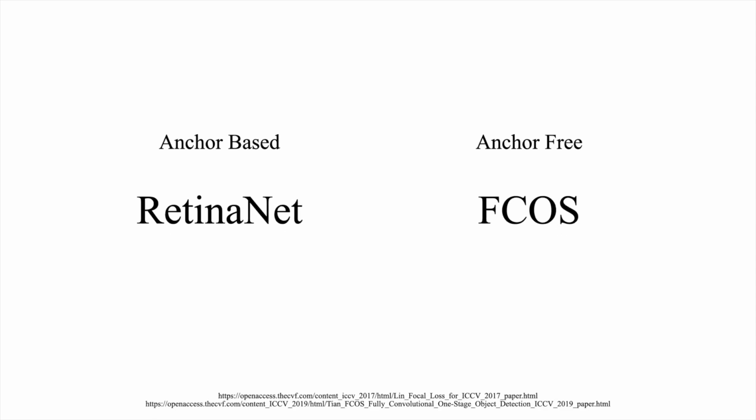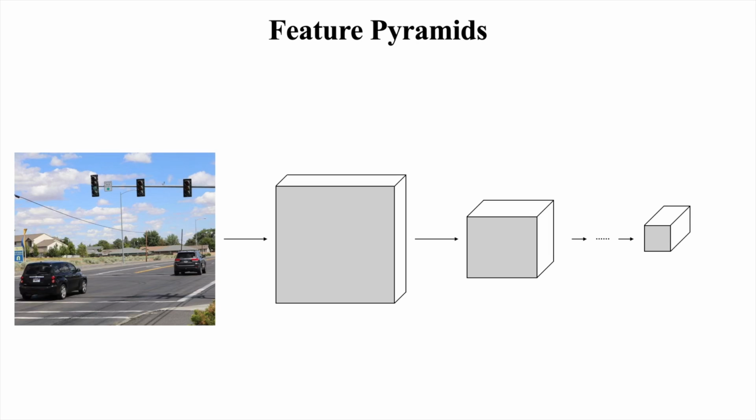In order to compare two different kinds of methods, from each kind they choose a representative method. One is RetinaNet, which represents the anchor-based method, and the other one is FCOS, which represents the anchor-free method. They observe that these two methods both take advantage of feature pyramids in order to do the training. So what are feature pyramids?